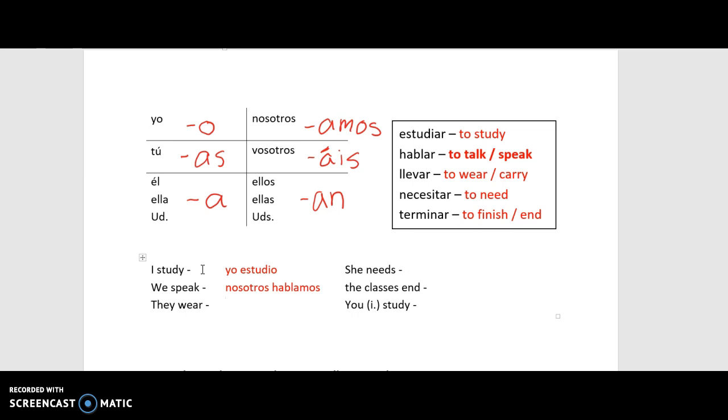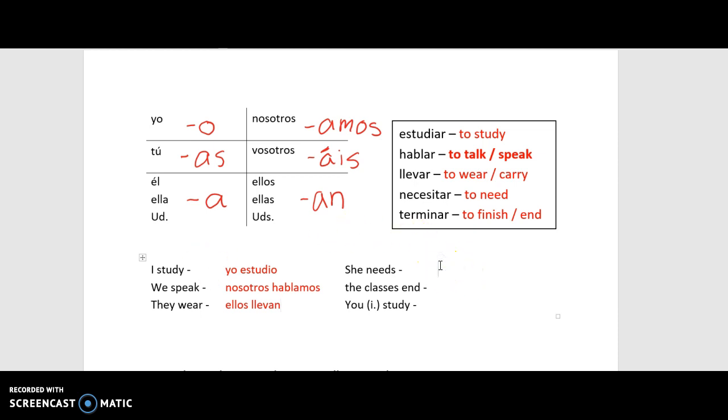They wear. They would be ellos. Wear. The verb is llevar. Chop off the AR. Boom, boom. You can go with an. Llevan. Ellos, ellas, and ustedes all use the an ending.